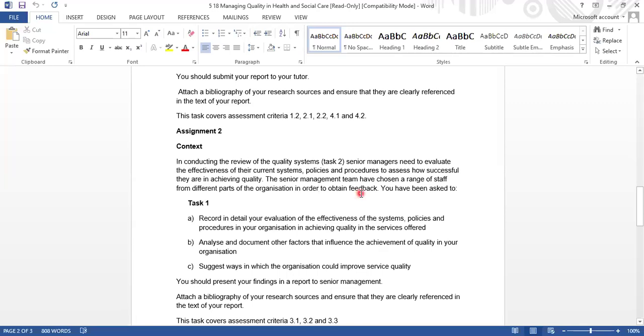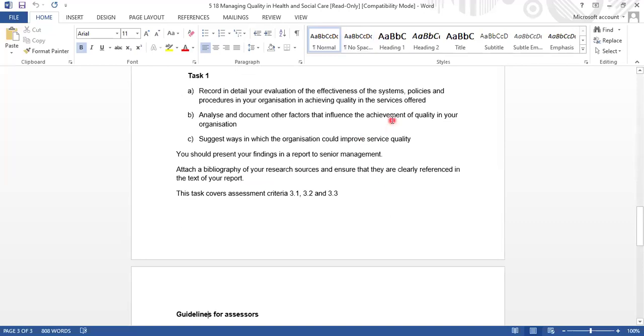So this is your task: record in detail your evaluation of the cost effectiveness of the systems, policies, and procedures in your organization in achieving quality in the services provided. So you're recording whatever evaluation you've done of the effectiveness of the systems, of the policies, and of the procedures within your organization in achieving quality. So how would you do this? Any idea?